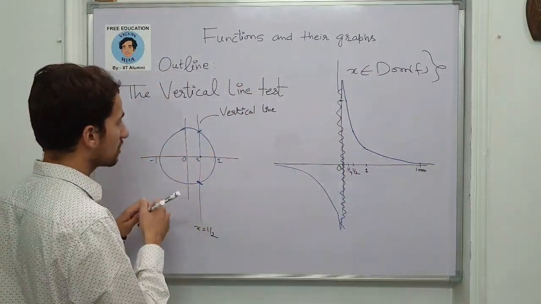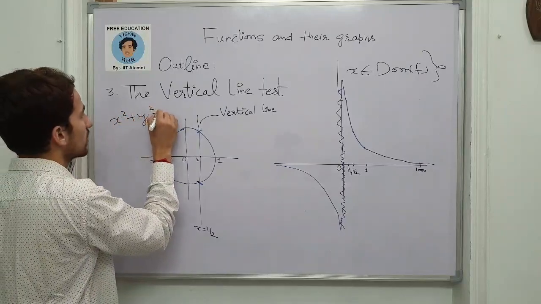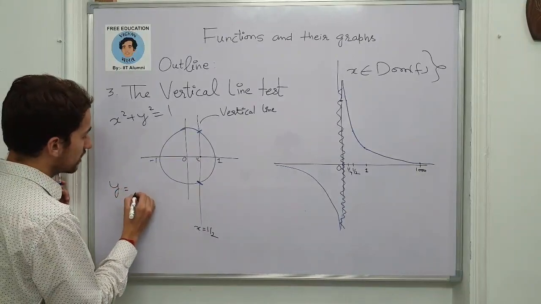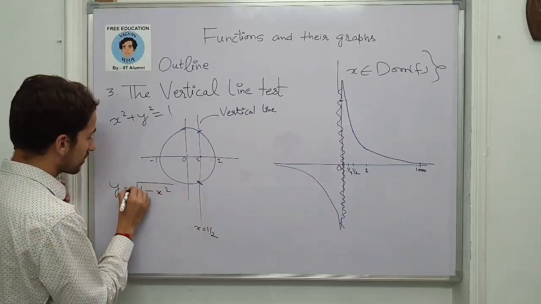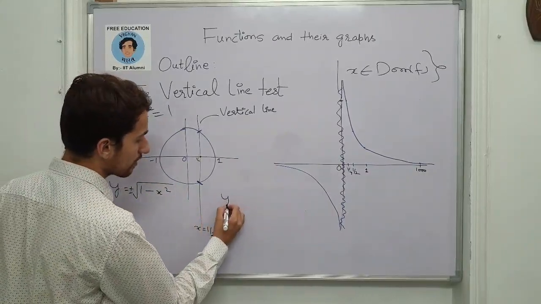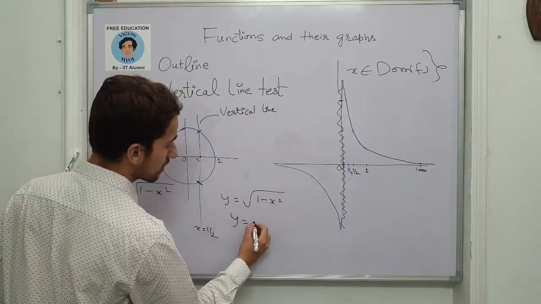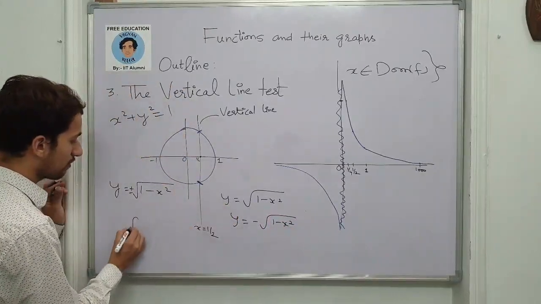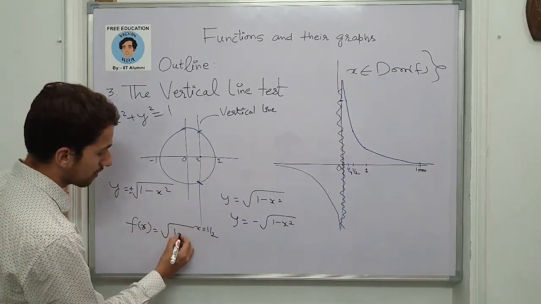The equation of this curve is x square plus y square equals 1. If you now try to find y, it will be the square root of 1 minus x square, with plus or minus. There are two values for y. Either it will be this or it will be this. This y is certainly your f of x. This is how you can rewrite the curve.